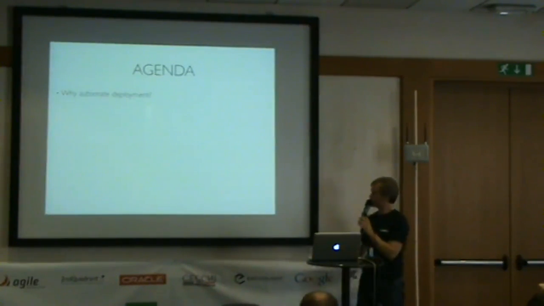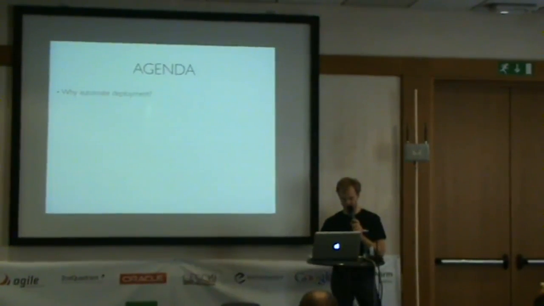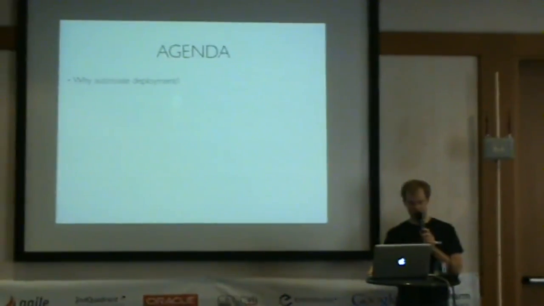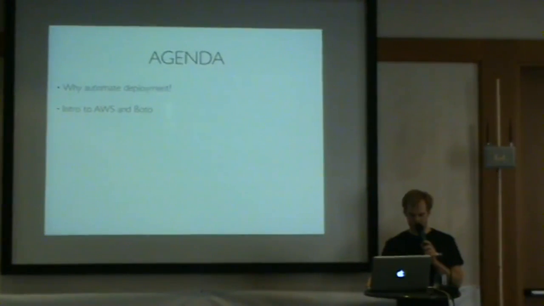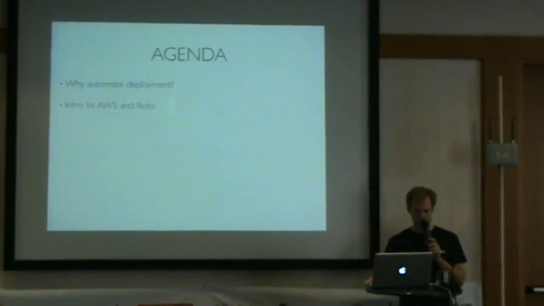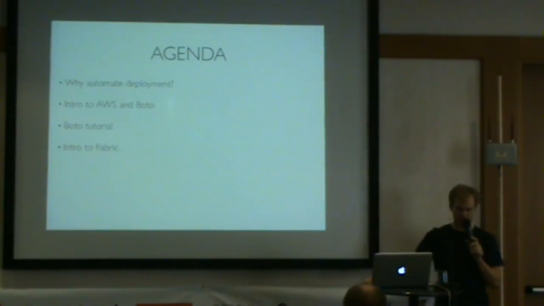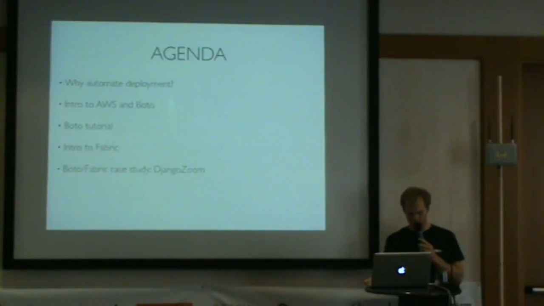So just talking about what the game plan is for this talk, we're going to talk about why you should automate deployment. Why is that important? We'll give a brief intro to Amazon Web Services, for those of you that don't know what it is, and Boto. I'll give a short tutorial of how to use Boto. We'll talk about Fabric. And then I'll give some examples of how we're using it. And then we'll talk about some alternatives to these tools. And then hopefully we'll have lots of time at the end for questions.